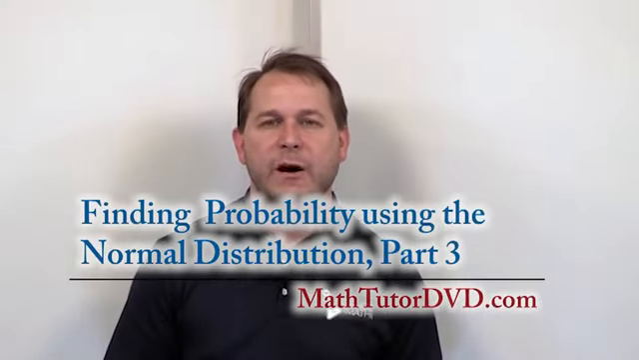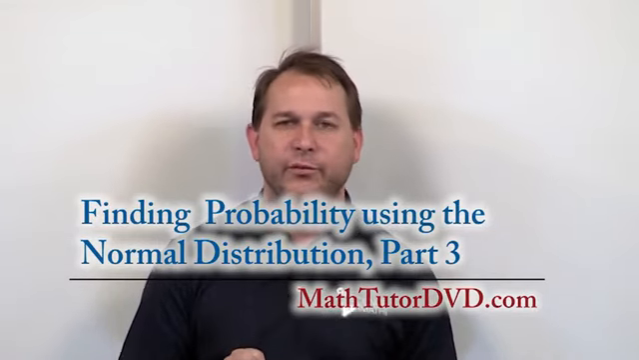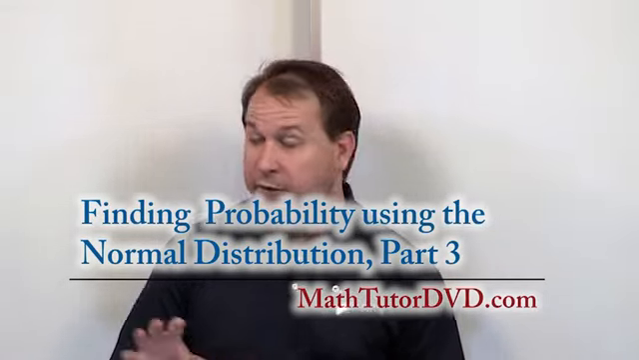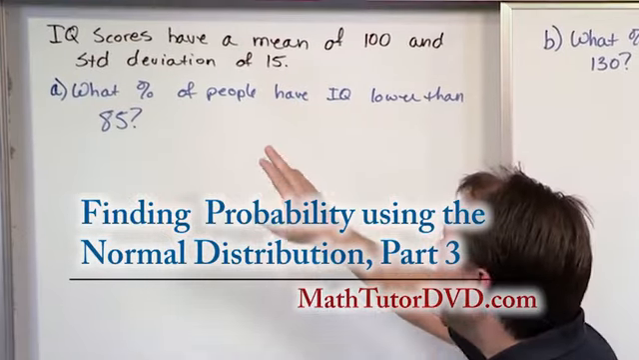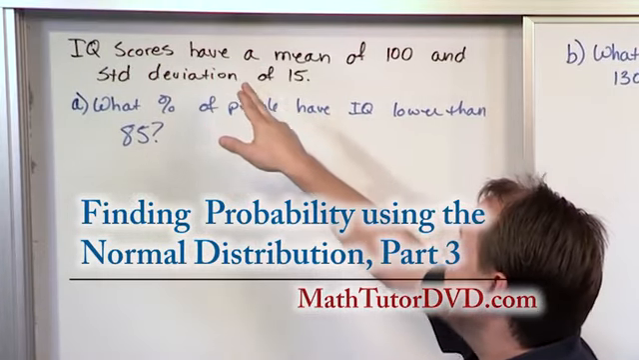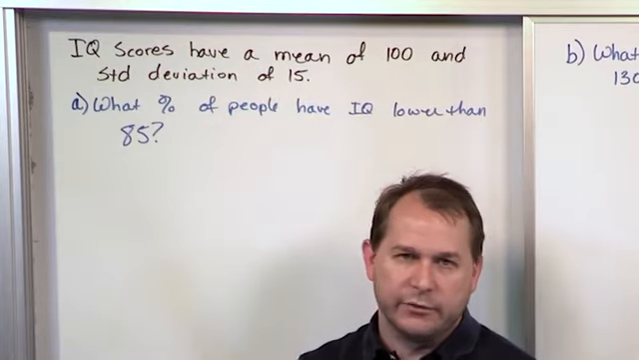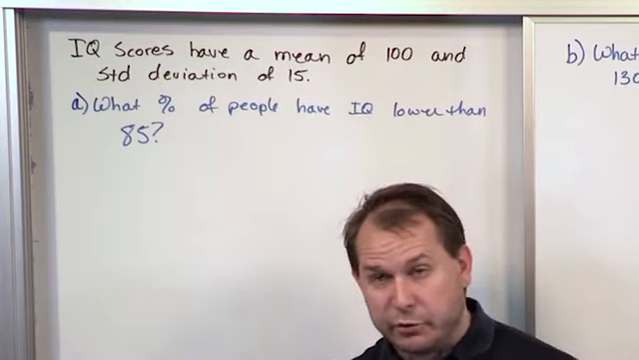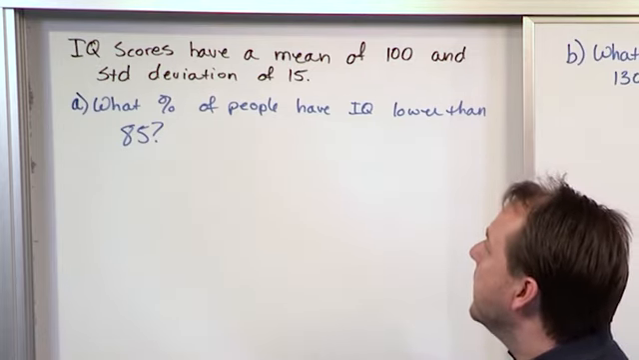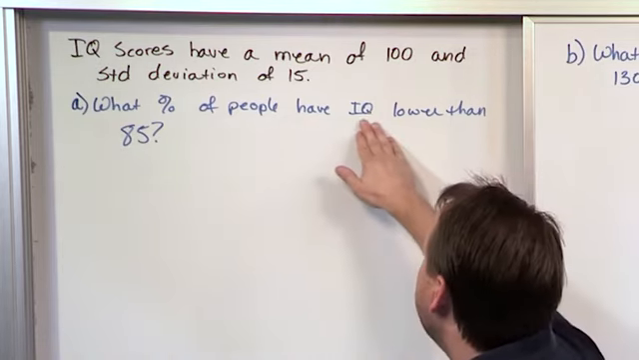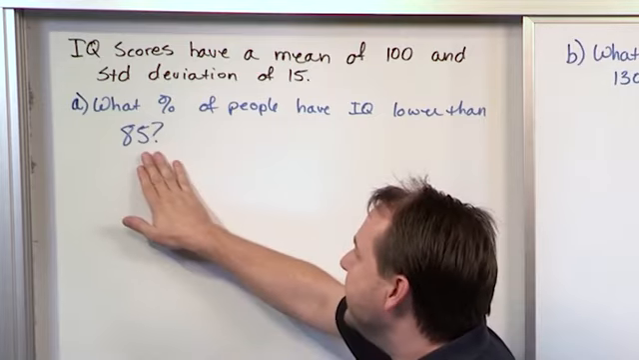We'll continue solving problems here so that you'll get practice with the normal distribution. So what we have here is a question. IQ scores have a mean of 100 and a standard deviation of 15. By the way, I don't know this to be actually completely true, but it's probably ballpark. What percentage of people have an IQ lower than 85?